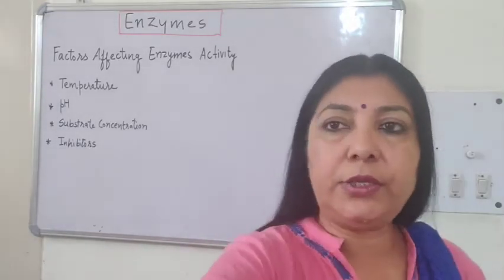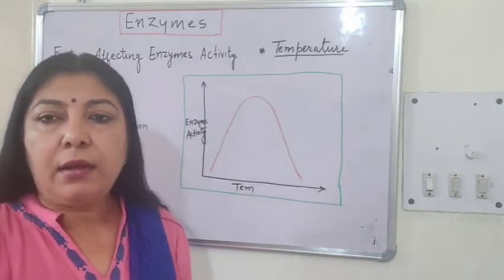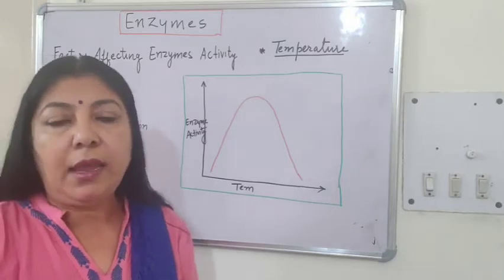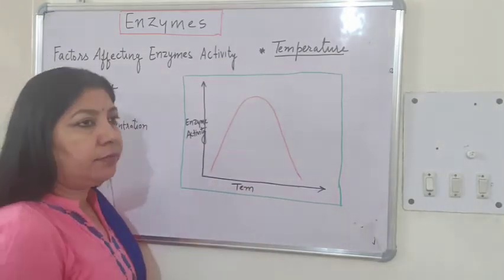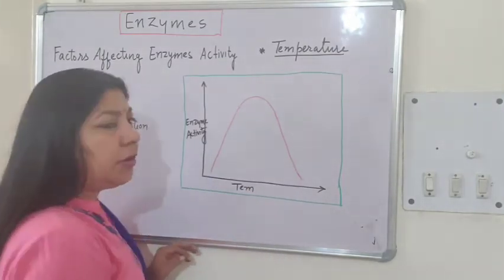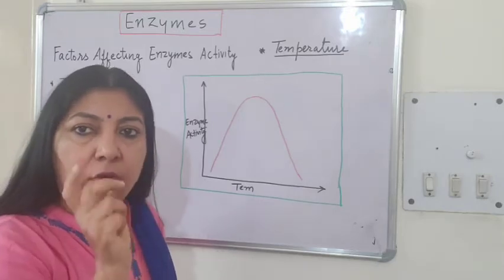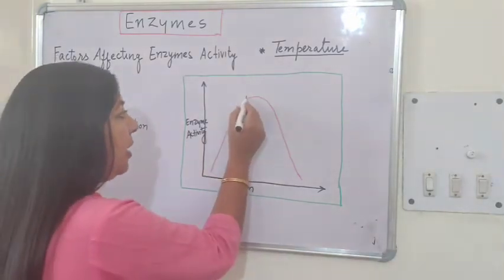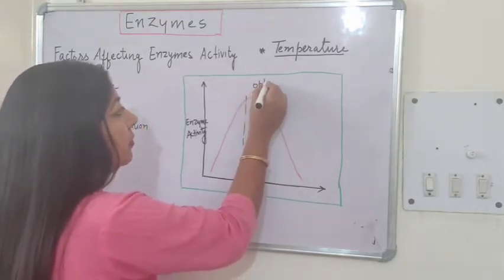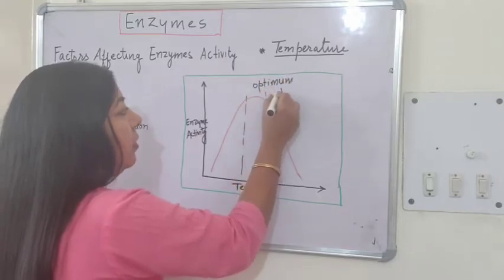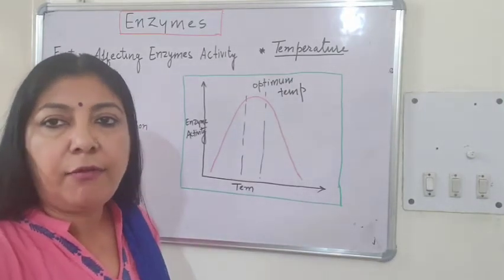We'll begin with temperature. It is seen that the activity of an enzyme is within a very narrow range of temperature. If you see it through a graph, with increasing temperature, most enzymes work best at a very narrow range of temperature. That very narrow range of temperature is called the optimum temperature. The enzyme activity is best at the optimum temperature, given all other conditions are favorable.